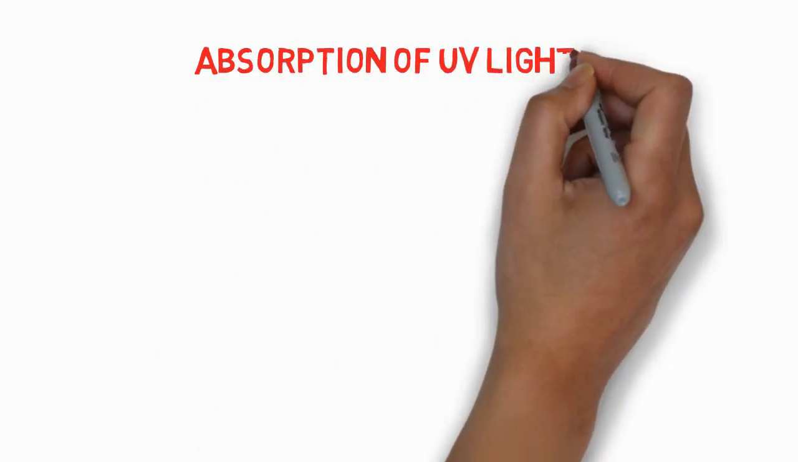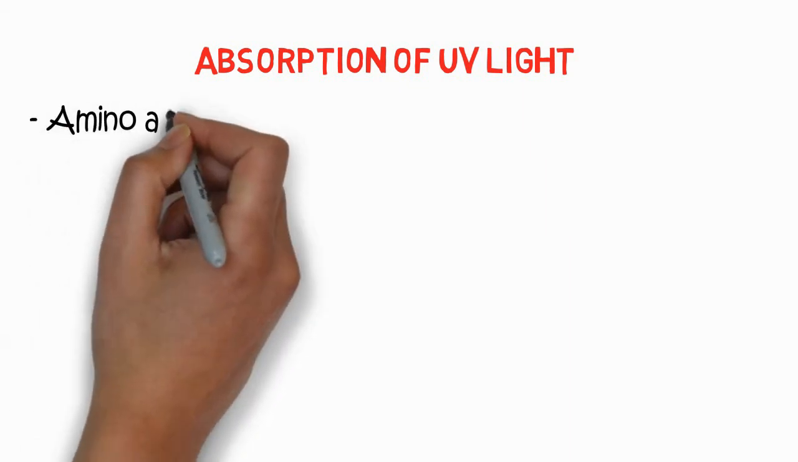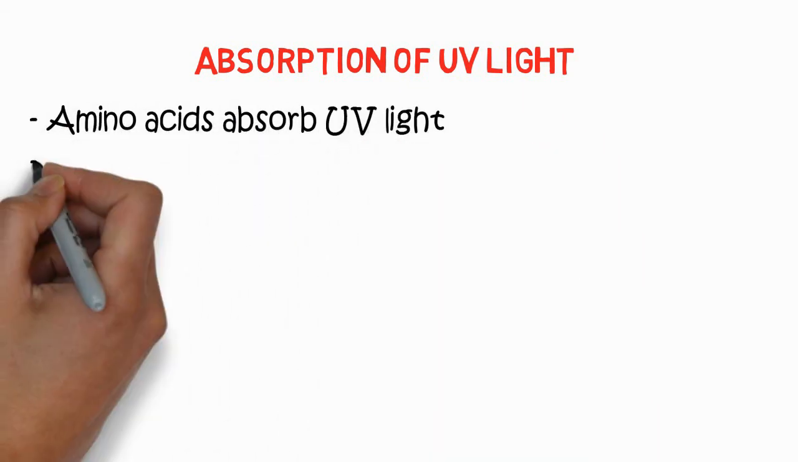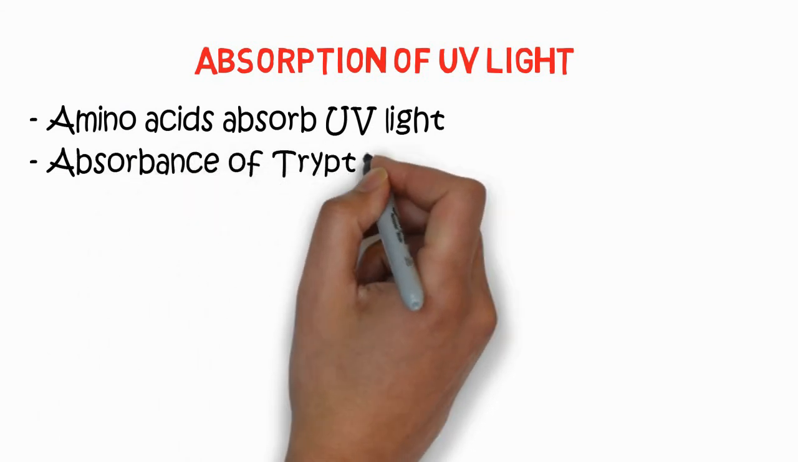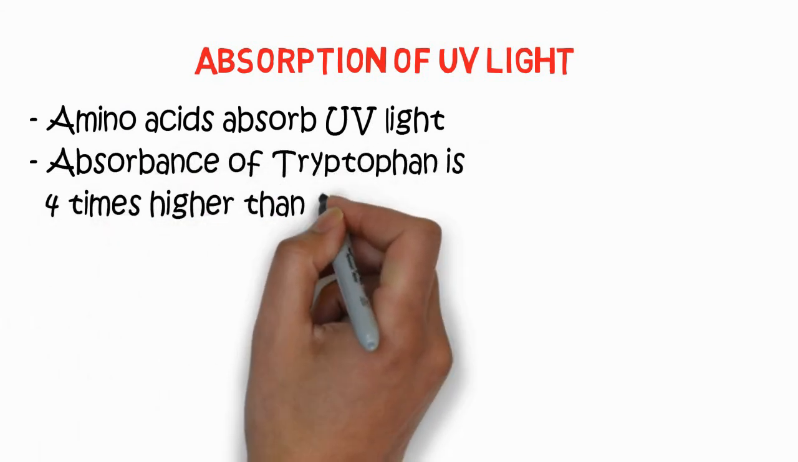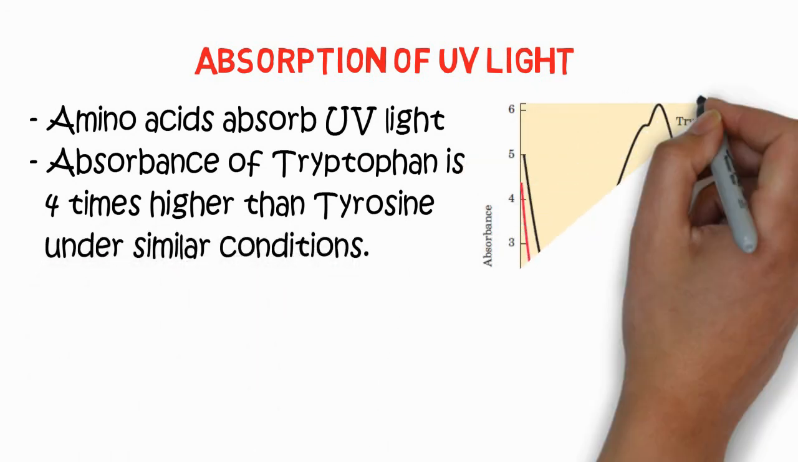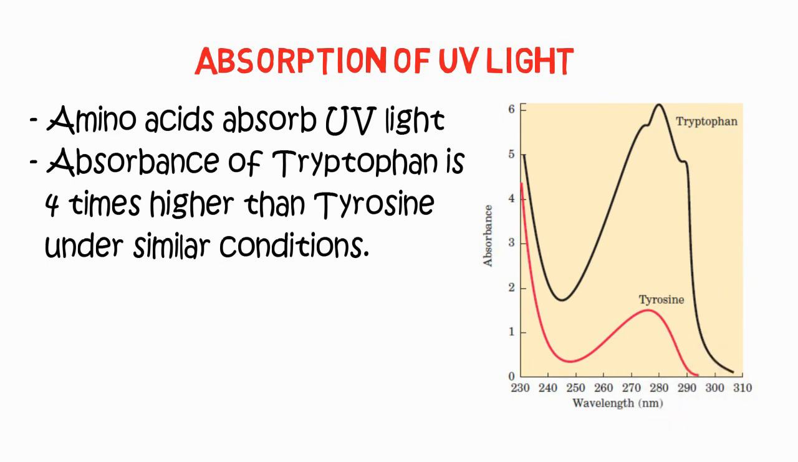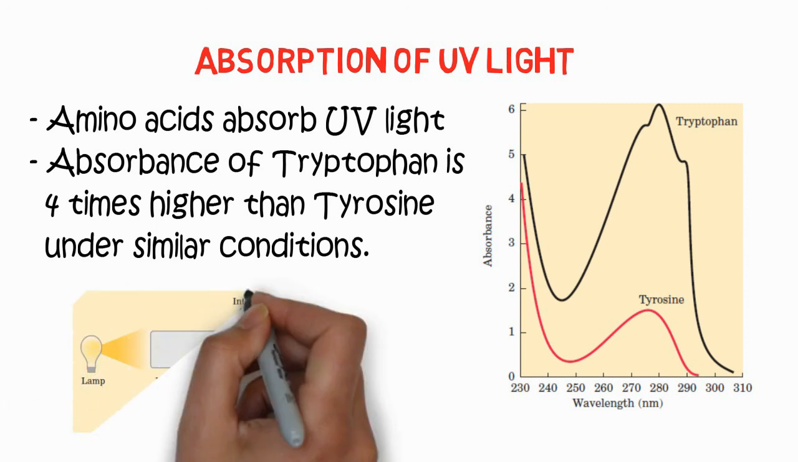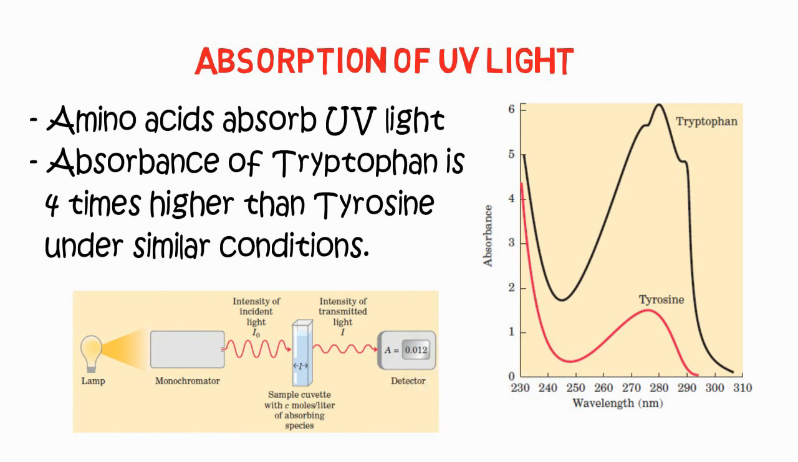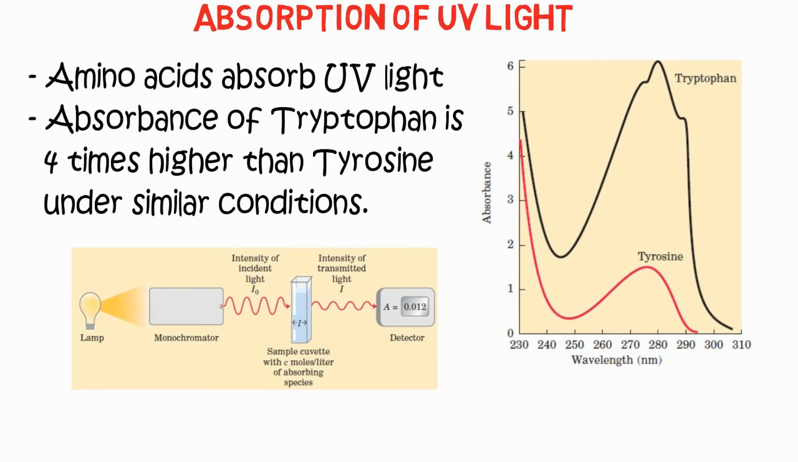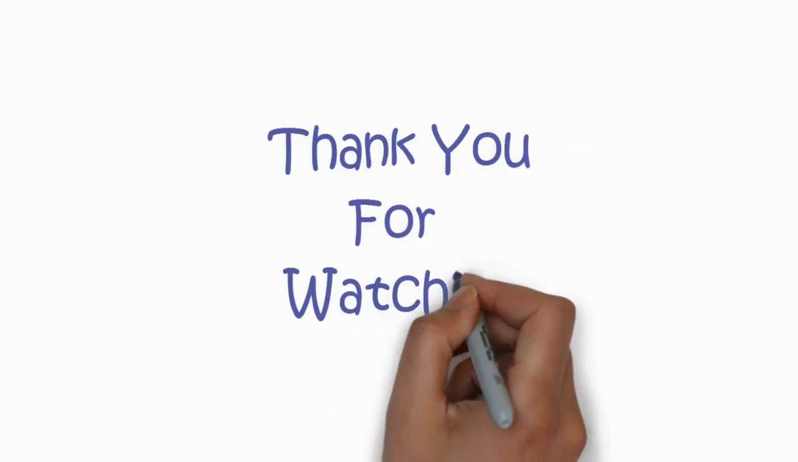Now, an important physical property of the amino acid is absorption of UV light. Amino acid usually absorb UV light, and absorption, for example, absorption of tryptophan is 4 times higher than tyrosine under similar condition. You can see here the absorption spectra of tyrosine and tryptophan. So tryptophan absorb more light than the tyrosine, and this property of the amino acid is used for the qualitative as well as quantitative determination of amino acid.